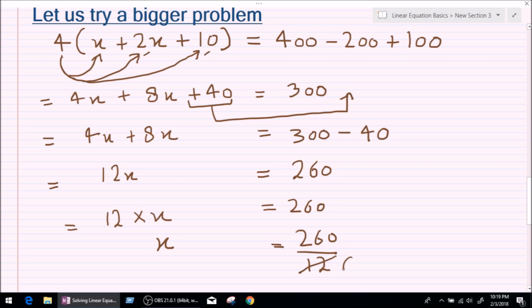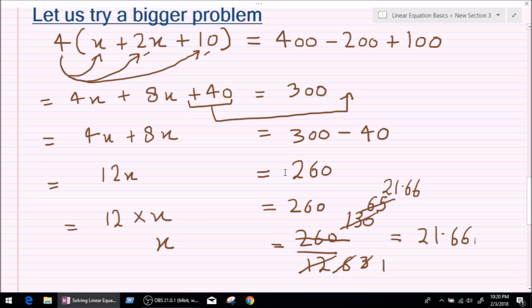So, 2 times 6 and 2 times 130. Now, 2 times 3 is 6. And 2 times 65 is 130. 3 times 1 is 3. 3 times 21.66 is 65. So our answer is 21.66. See? That's how simple it is. So if you understand the concept, you can easily solve any problem, any question.